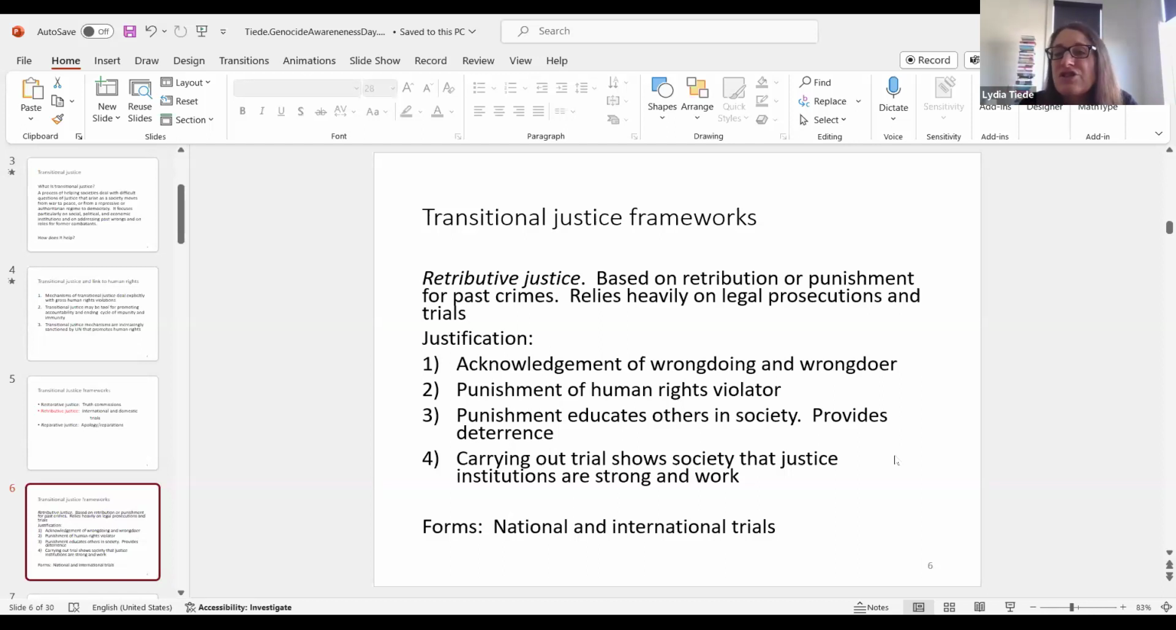But it has the potential of having a deterrent effect. I think that's something we're going to wait and see. And it shows society that justice institutions actually work. So either international tribunals or oftentimes countries themselves hold trials, right? So we saw this in Germany. We had the Nuremberg trials for these big crimes involved with what the Nazis did, but then there were a lot of other trials that happened within the German judiciary.